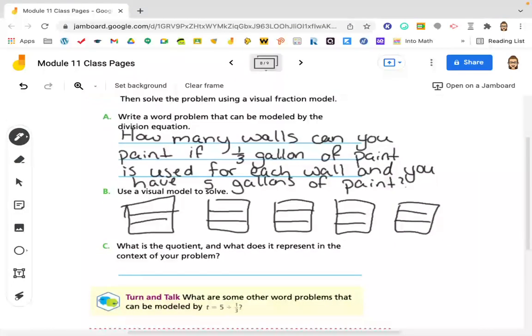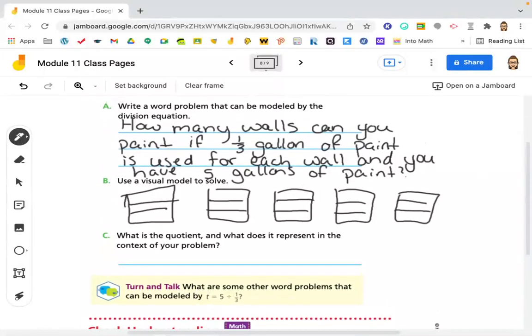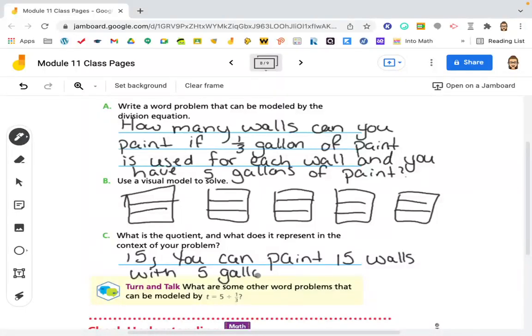So it says, what is the quotient and what does it represent in the context of your problem? Well, 5 times 3 is 15. And it represents that you can paint 15 walls with 5 gallons of paint.